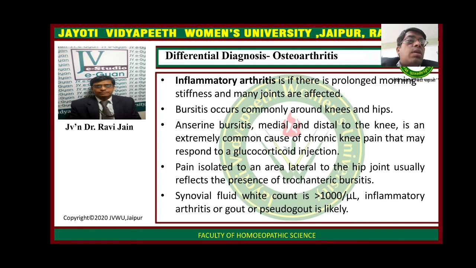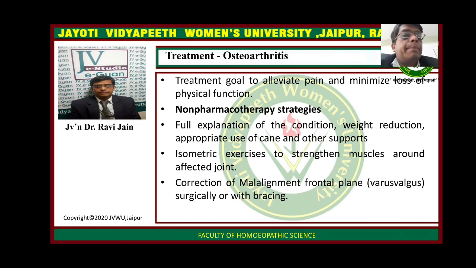Bursitis occurs commonly around the hip joint and the knee joint. There is anserine bursitis, medial and distal to the knee, an extremely common cause of knee pain that may respond to glucocorticoid injection. Pain isolated to an area lateral to the hip joint usually reflects the presence of trochanteric bursitis. If the synovial fluid white count is greater than 1000 per microliter, inflammatory arthritis or gout or pseudogout is likely.